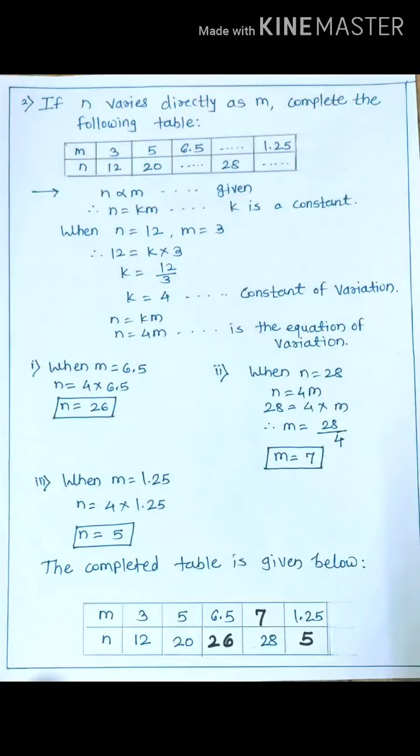Now, see the above table. When the value of m is 6.5, the value of n is 26. When the value of n is 28, the value of m is 7. Lastly, when the value of m is 1.25, the value of n is 5.